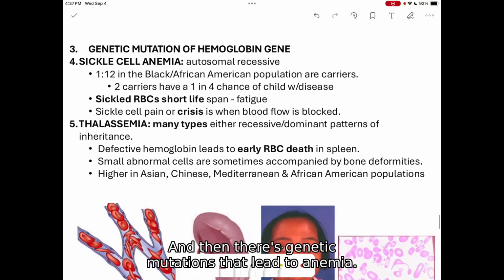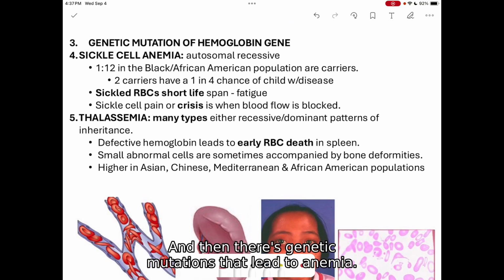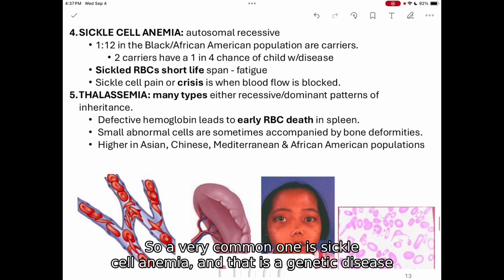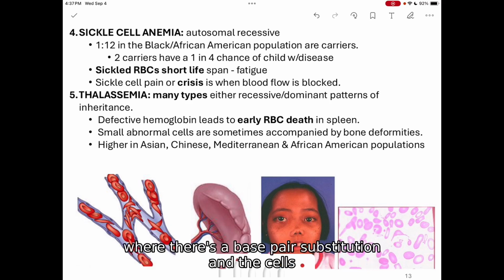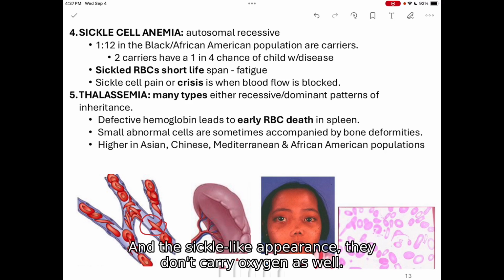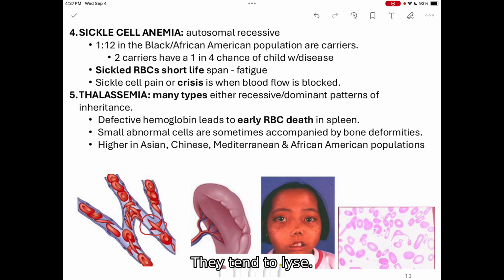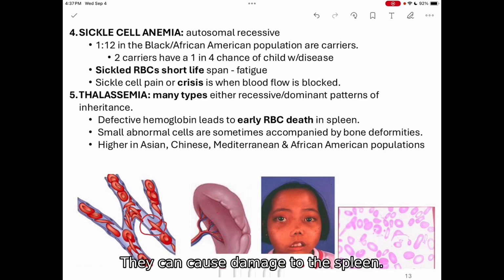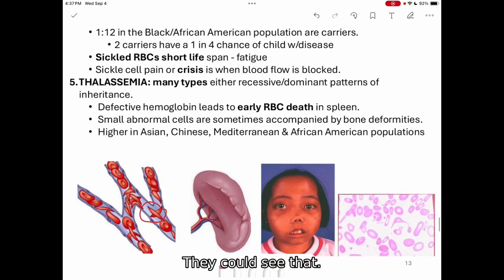And then there are genetic mutations that lead to anemia. A very common one is sickle cell anemia, and that is a genetic disease where there's a base pair substitution and the cells have a sickle-like appearance. With the sickle-like appearance, they don't carry oxygen as well. They tend to lyse. They can also cause a sickle cell crisis. They tend to get caught up in blood filtering organs. They can cause damage to the spleen. They could see that.